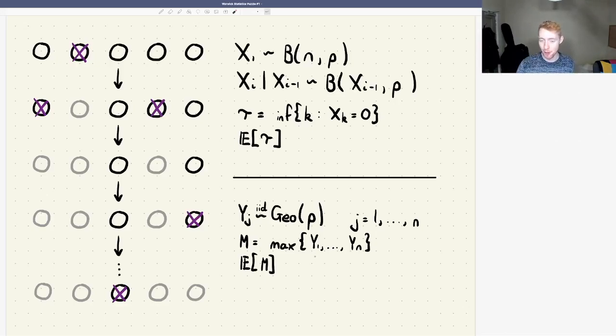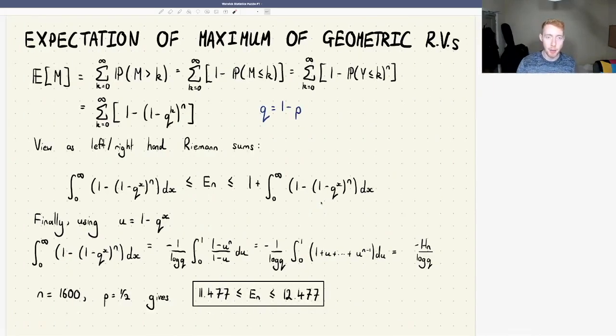Because as long as there's still one of these that hasn't hit 0 yet, or hasn't come up tails yet, then we're still going to be going around. And what we want to know is the expectation of this random variable m. In fact, m and tau are the same random variable here, just a different name. And so this problem now boils down to finding the expectation of the maximum of a load of independent geometric distributions, or geometric random variables. And we can do this fairly straightforwardly.